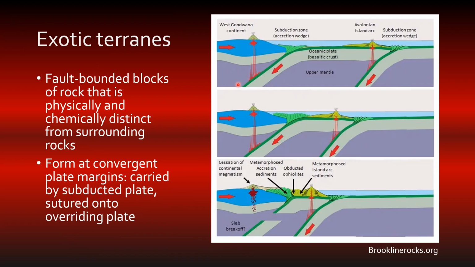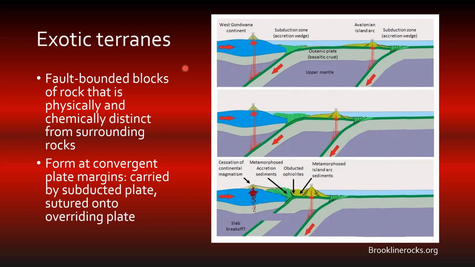And finally, we have exotic terranes. These are distinct blocks of rock found on continents that are physically and chemically different from one another, meaning that they formed under different conditions and have different chemical compositions, so different types of rock. Silica-rich rock butts up against basalt or magnesium-rich rock, and we see these, and they're usually bounded by faults.